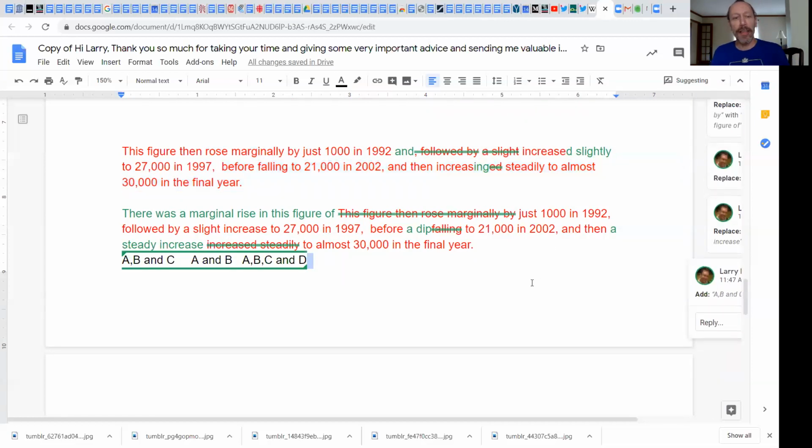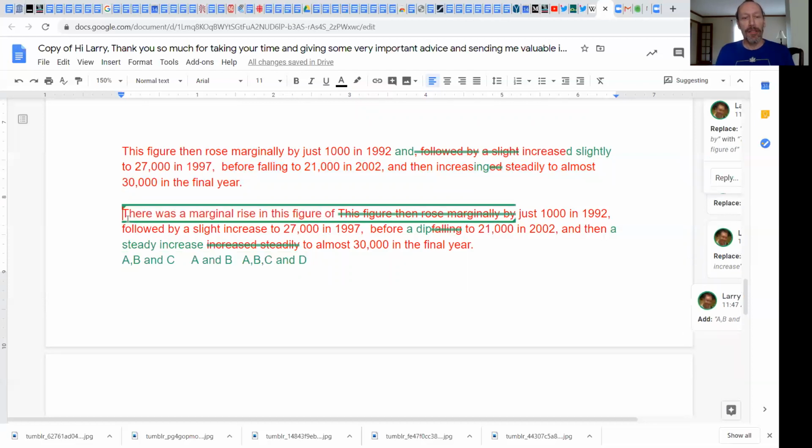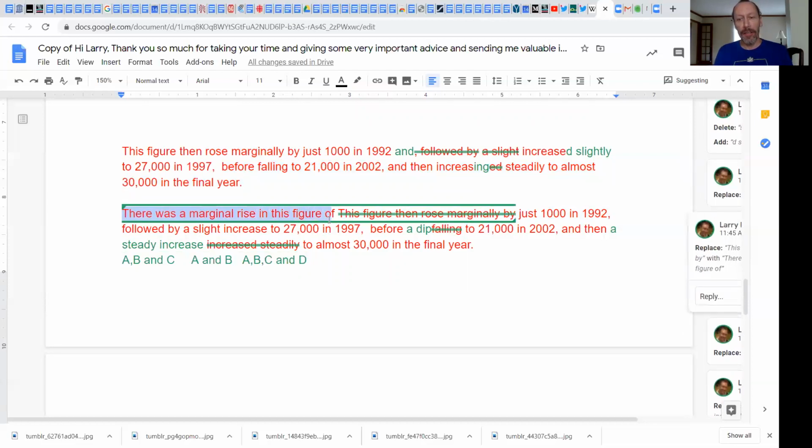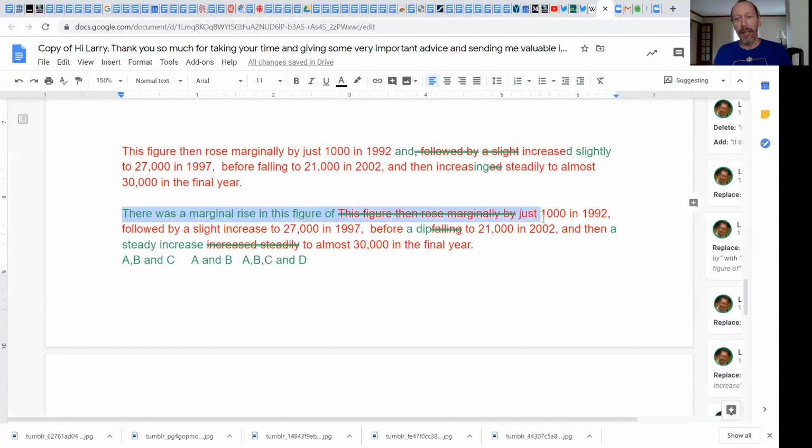And let's look at the second one. There was a marginal rise in this figure of just 1,000 in 1992, followed by a slight increase to 27,000 in 1997, before a dip to 21,000 in 2002, then a steady increase to almost 30,000 in the final year. Wow, that makes me tired.